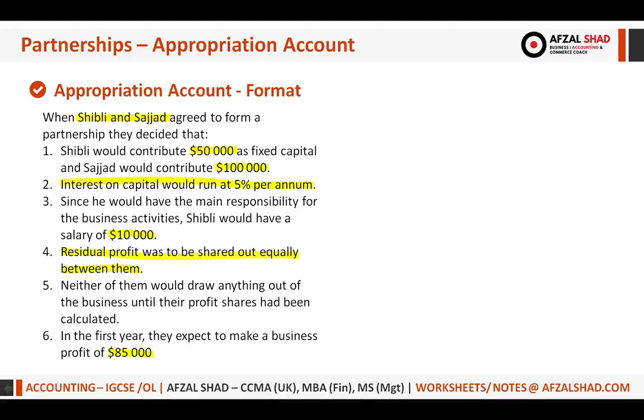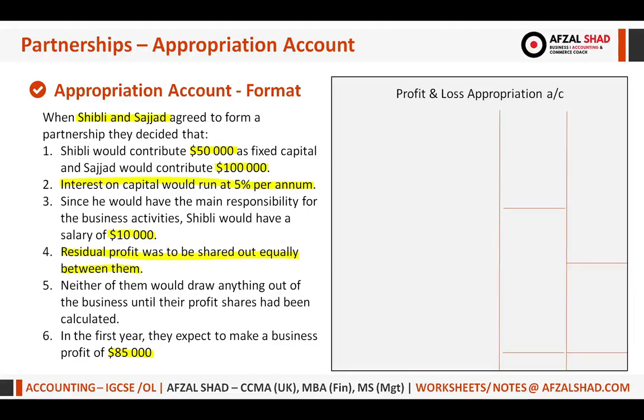He has already calculated the amount of net profit for you and he's going to ask you to prepare an appropriation account. So let's have a quick look at the profit and loss appropriation account. First thing, as he mentioned in point number 6, the net profit for the year was 85,000. So first you write profit for the year, 85,000.